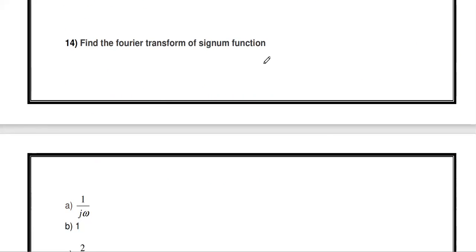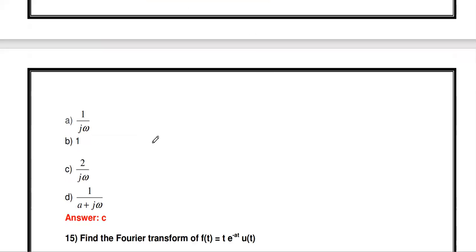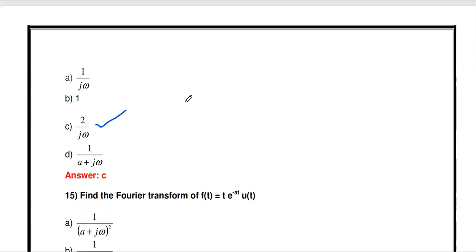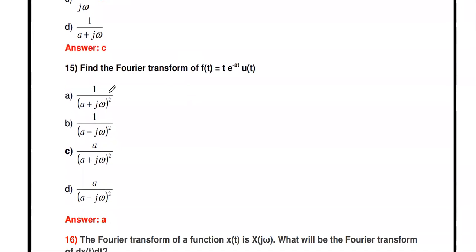Then find the Fourier transform of the signum function. The Fourier transform of the signum function is 2 by j omega. This is the answer. Then find the Fourier transform of the function t into e power minus at u of t. Already you know e power minus at u of t has the answer 1 by a plus j omega. If you are multiplying this function with t, the Fourier transform answer is 1 by a plus j omega the whole squared.